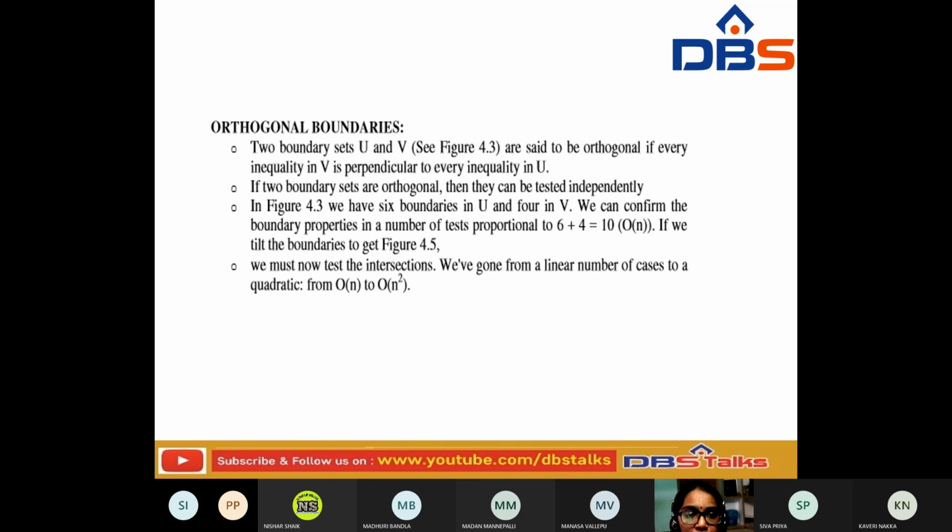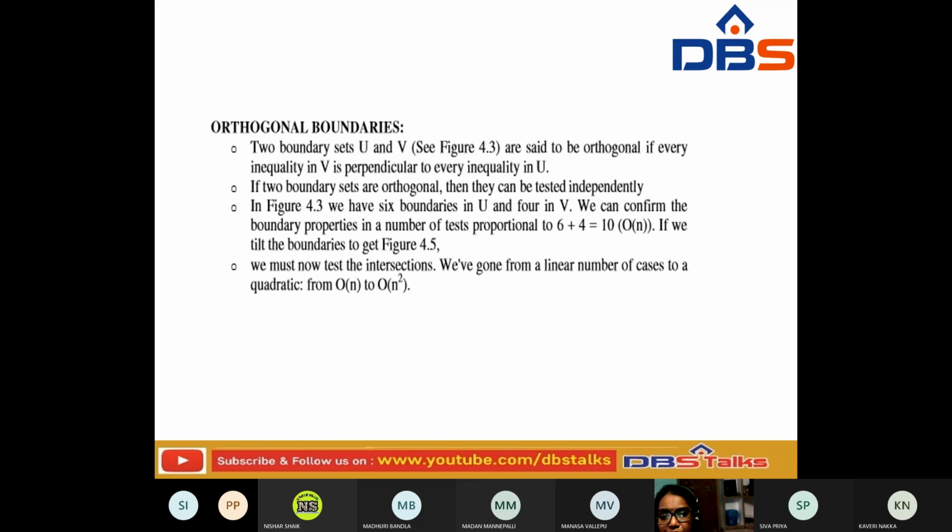See, then what are the orthogonal boundaries? Two boundary sets U and V are said to be orthogonal if every inequality in V is perpendicular to inequality in U. See, both the domains U and V having some inequalities, these inequalities are not parallel. If the inequalities are perpendicular to each other in the boundaries U and V, then we can say it as orthogonal boundaries.